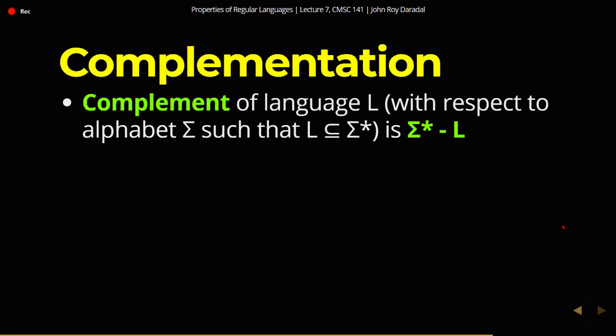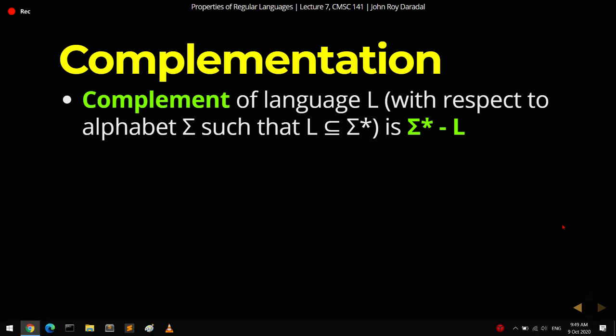Now for the next operation, we have complementation. The complement of a language L with respect to an alphabet sigma, such that L is a subset of sigma star, is sigma star minus L. So it is all of the strings in sigma star that are not in L. So if you have a set, for example, that would look like this.